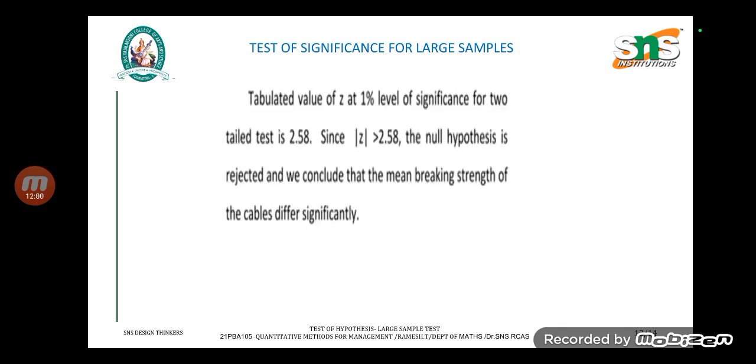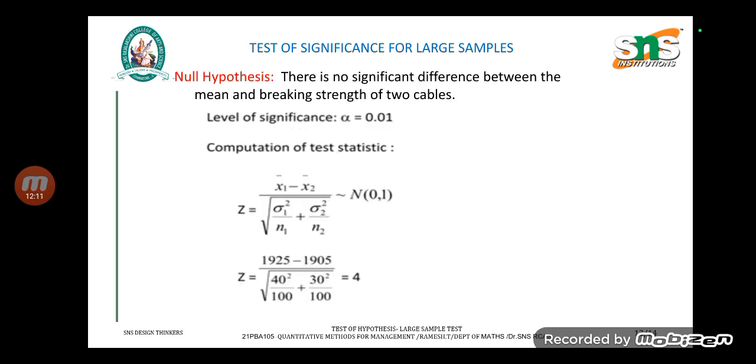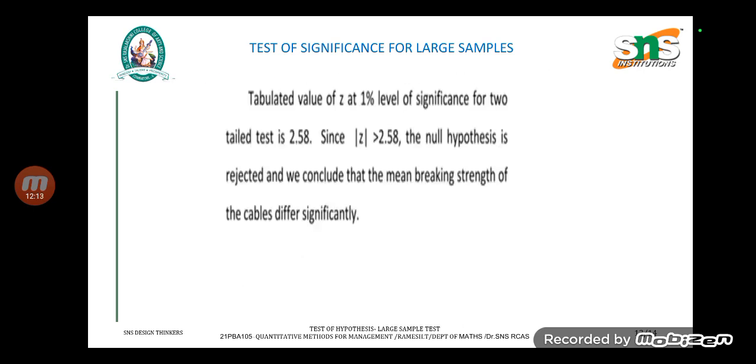Here the tabulated value of Z at the 1% level of significance for a two-tailed test is 2.58, but our calculated value is 4. Since the calculated value is greater than the table value, the null hypothesis is rejected. So we conclude that the mean breaking strengths of the cables differ significantly.